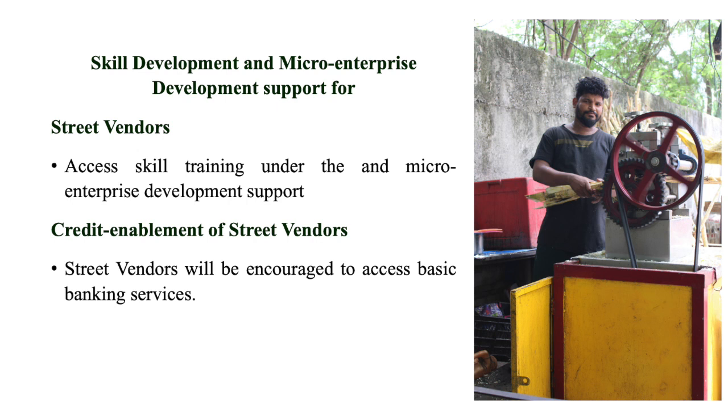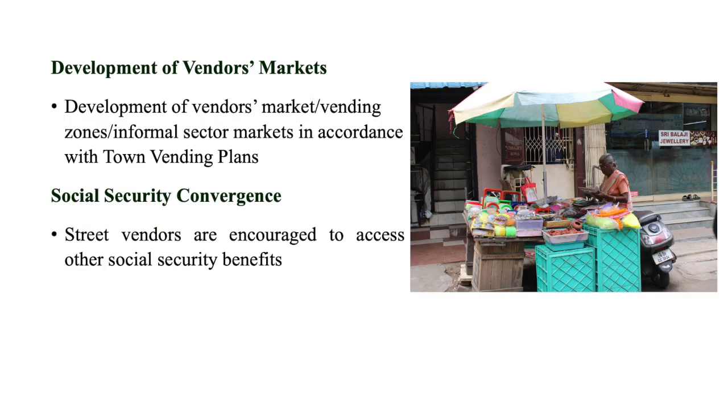Under this scheme, poor and economically weaker section street vendors in urban areas can access skill training under the employment skill training and placement component, and micro enterprise development support under the SEP component of this mission. Street vendors will also be encouraged to access basic banking services through credit enablement as part of this program. It also includes development of vendor markets and social security convergence through various other programs.